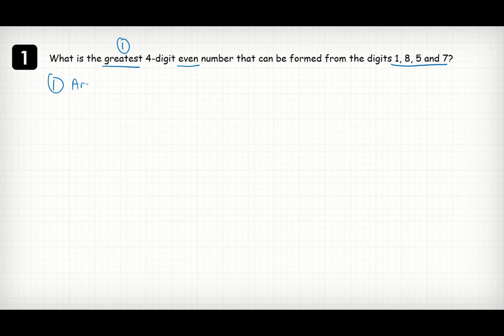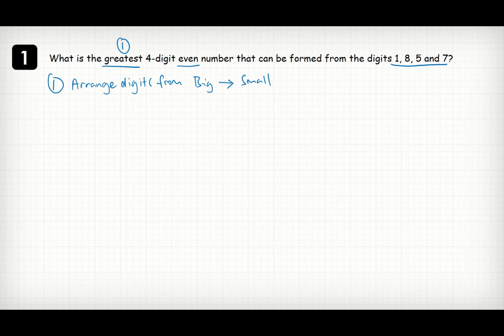To make the greatest number, the strategy that we are going to apply is to arrange the digits from big to small. Okay? If we do that, we will undoubtedly get the biggest number all the time. So let's look at the digits closely. 1, 8, 5, and 7.